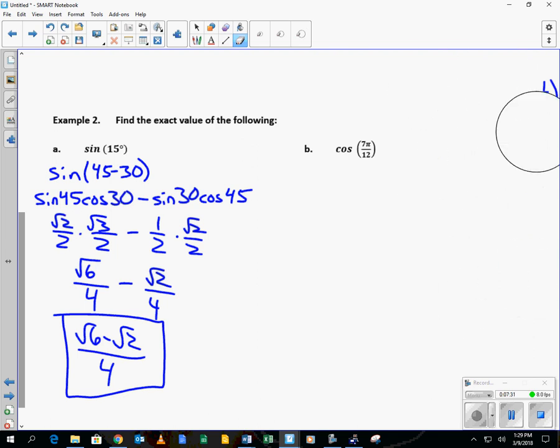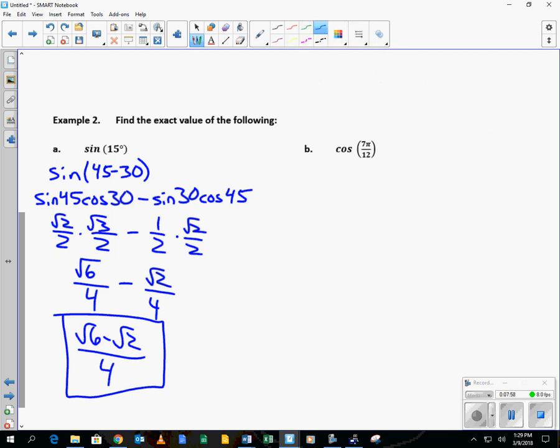Oh, no, look at letter B. Ugh. 7 pi over 12. My goodness, what? That would be like saying you could take, say, 5 squared minus 4 squared and say, well, that's 1 squared. Because the square root's a power. So, you know, order of operations says you have to evaluate the power before you do addition or subtraction.